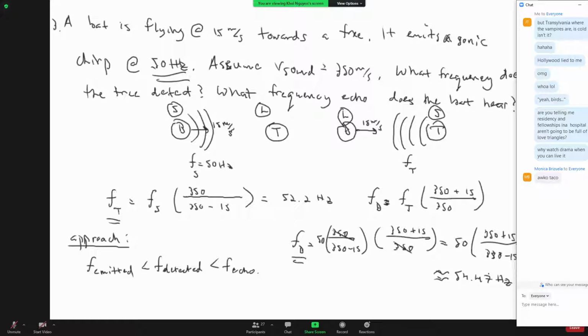Any questions on that? But this is how you go about doing the problem for your Doppler effect type questions.